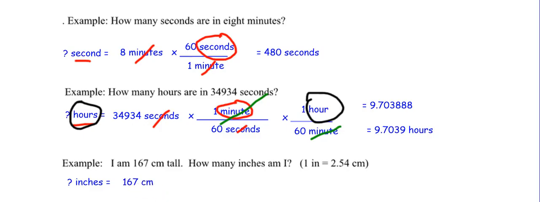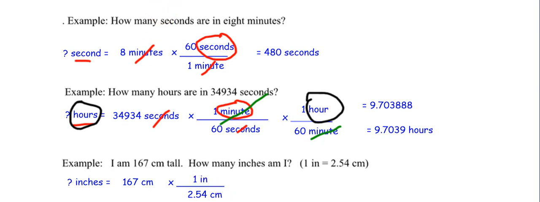Okay, what's my given? 167 centimeters. Now what? I need a conversion factor. Well, it's a fraction, isn't it? It's a ratio that equals 1. What units must go on the bottom? It's the units of my given. So I'm going to put centimeters on the bottom. And it says right here, 1 inch equals 2.54 centimeters. So I'm going to put inches on top.